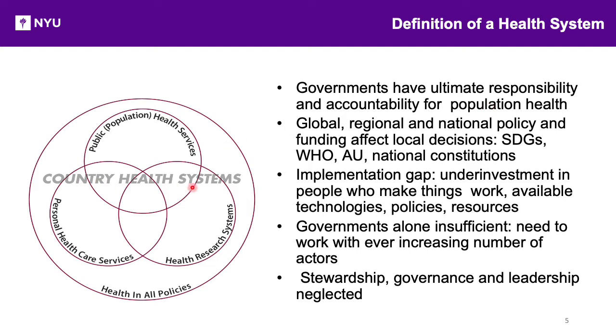Within a country's health system, we can think of this as basically three overlapping areas. There are public and population health services, then there are personal health services, and then there are also health research systems that have to occur to understand where the burden of disease is occurring so they can address those areas.